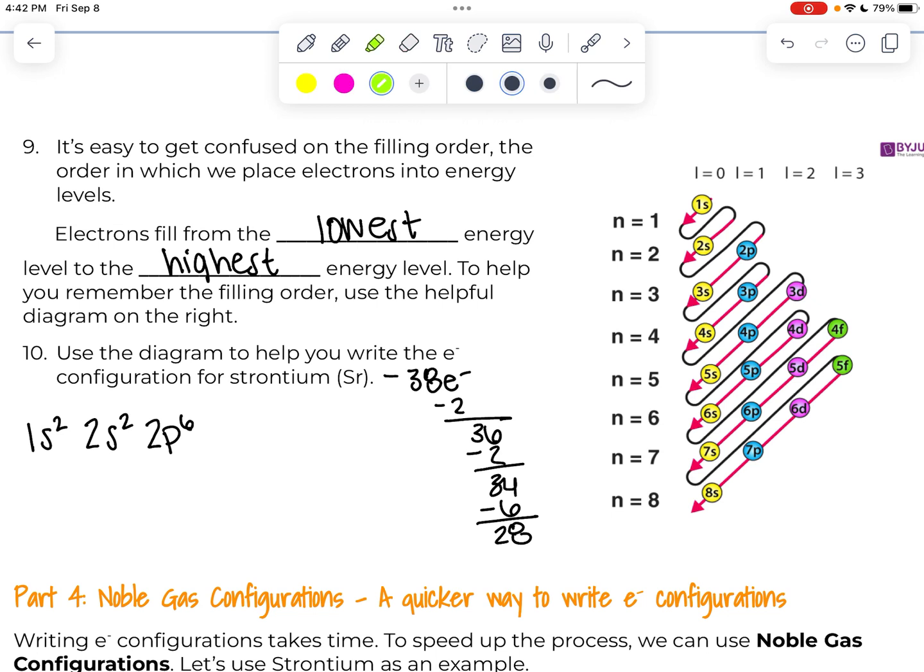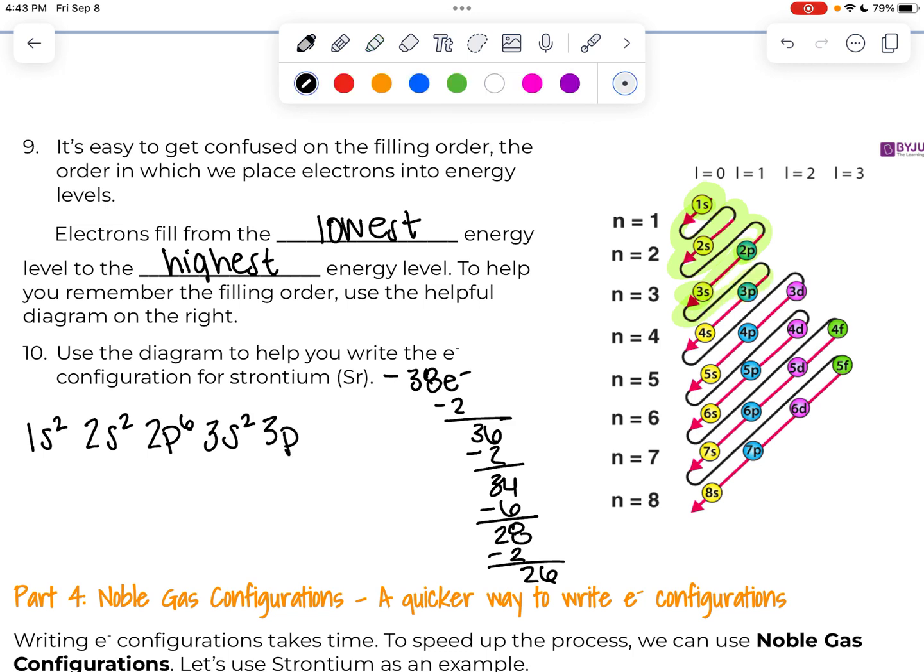All right, next on my list, sorry, I've got 1s. I went over 2s. I went to 2p. Next is going to be 3s. So 3s, how many electrons fit there? 2. Minus 2 gets me to 26. All right, keep it circling around.